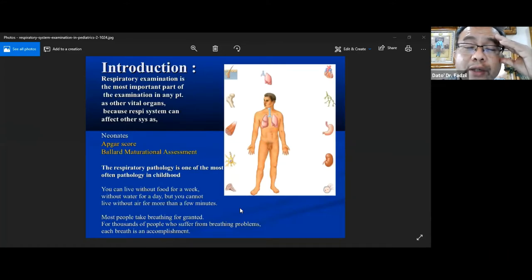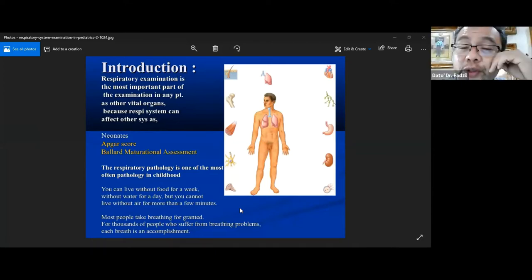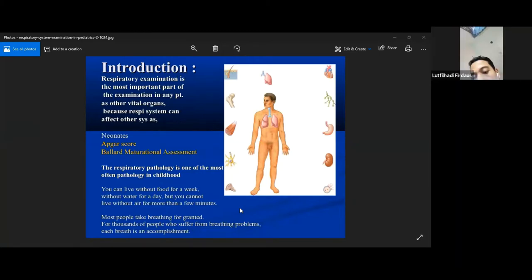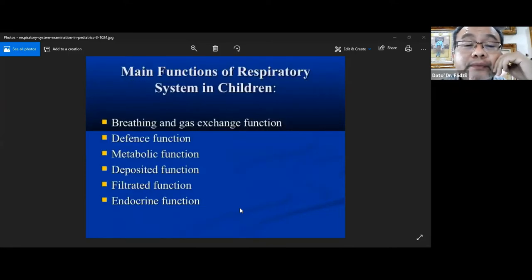Do you know the function? Why does your body need oxygen? Anybody knows why you need oxygen? For cellular respiration, for the production of ATP, energy. Without it, your cells cannot function, cannot produce energy, and cannot function as normal and alive, and that results in death.